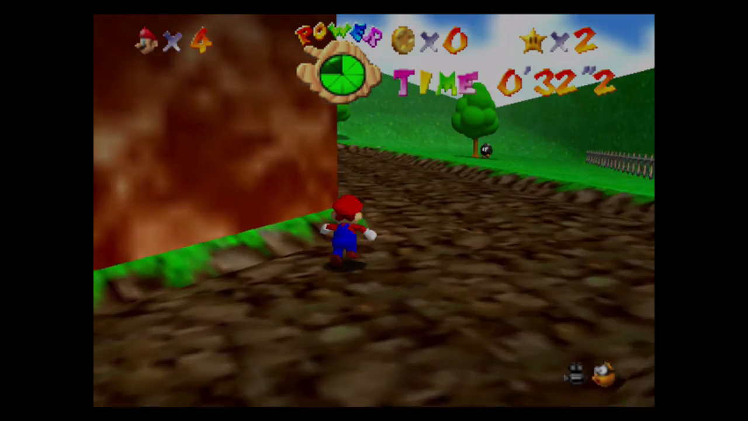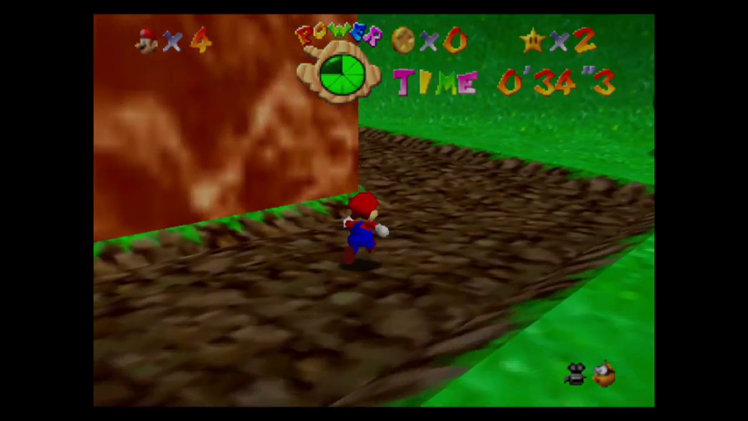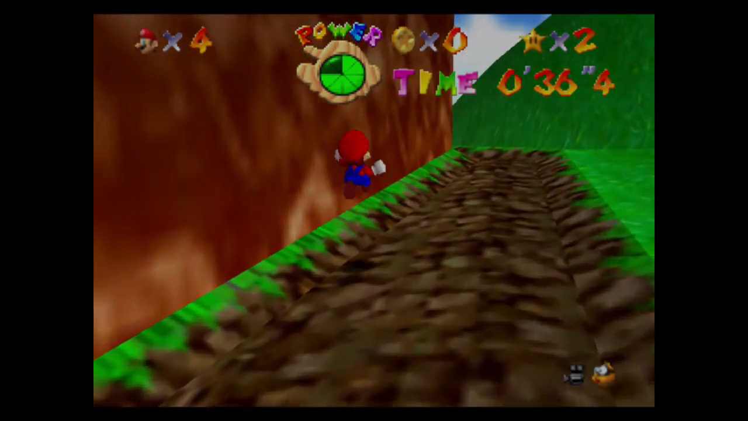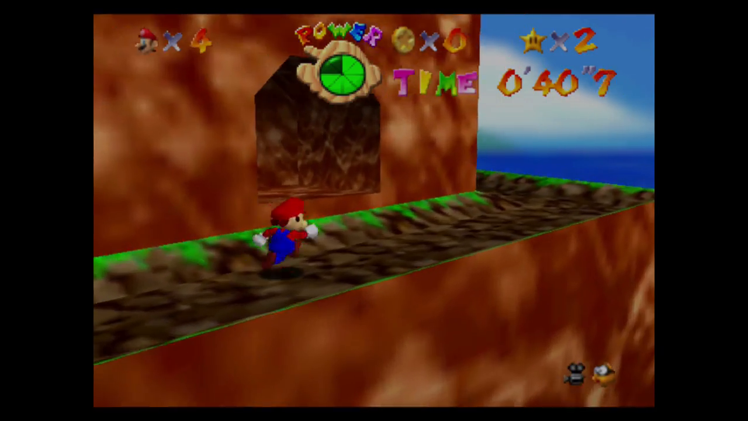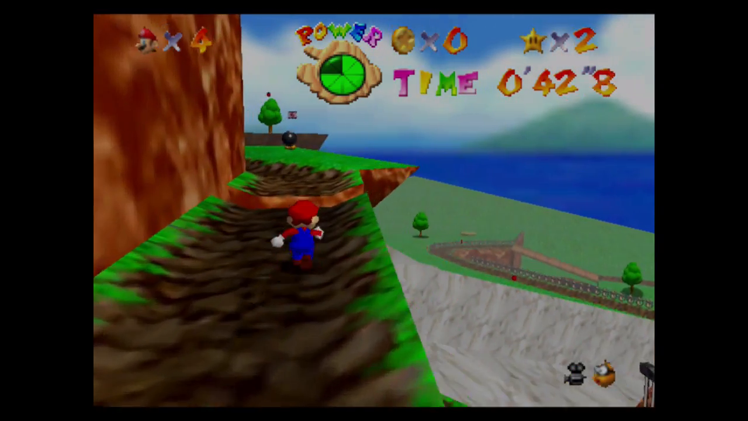Whereas in 64, I felt like I was really progressing, going back and trying to track down 100 coins in one level. It's the same level, and you're just finding 100 coins, or you're finding 8 red coins, and it's a really brilliant way of doing that.